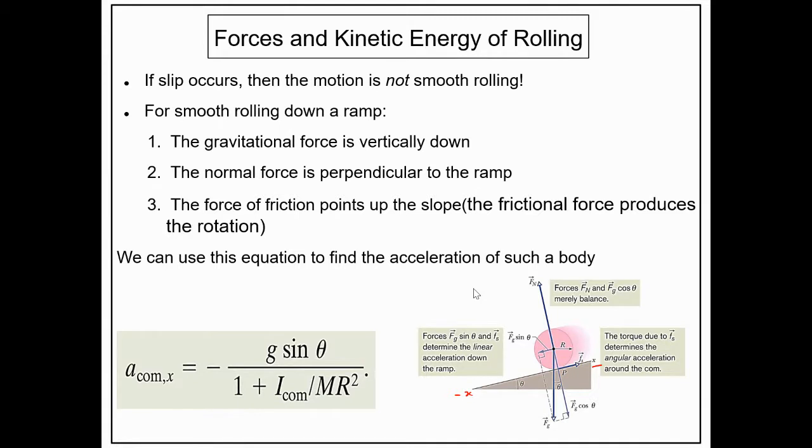So when it is rolling smoothly, what will happen? There are some forces acting on that body. That information is given here. For smooth rolling down the ramp, the gravitational force is vertically down and the normal force is perpendicular to the ramp. We already studied this concept in chapter number 5 when we studied the free body diagram. If you have any object, that object has some forces, and the forces depend on the resting condition or the moving condition.